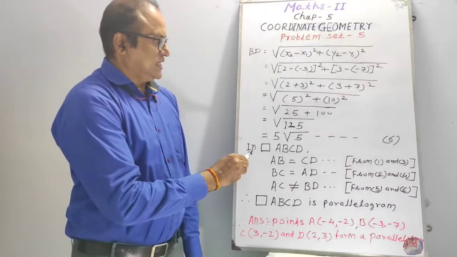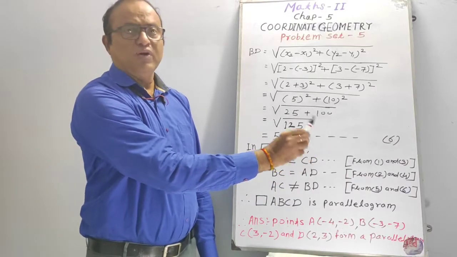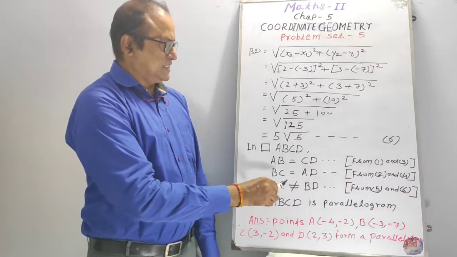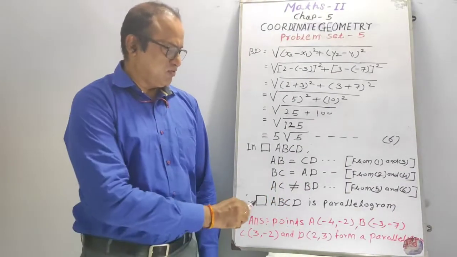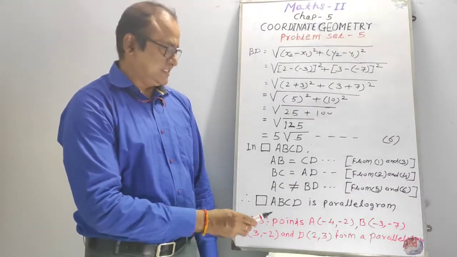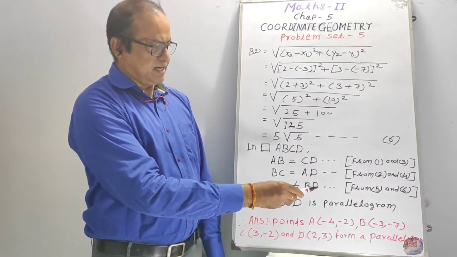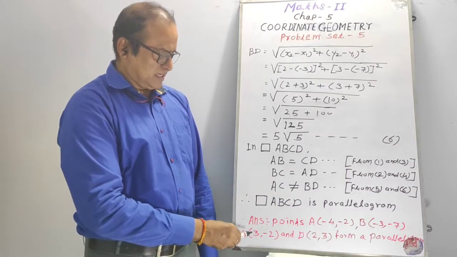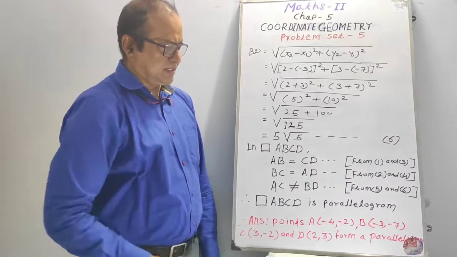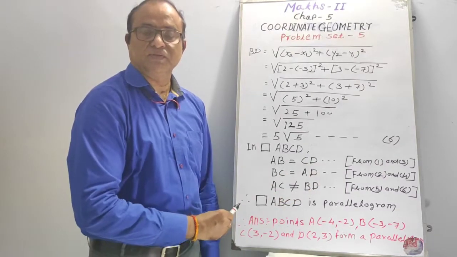Equation 6. In quadrilateral ABCD, AB is equal to CD from 1 and 3, and BC is equal to AD from 2 and 4, and AC is not equal to BD from 5 and 6. Therefore quadrilateral ABCD is a parallelogram. Therefore the answer is: points A(-4, -2), B(-3, -7), C(3, -2) and D(2, 3) form a parallelogram. All of you understood?